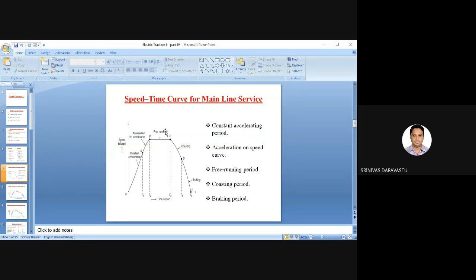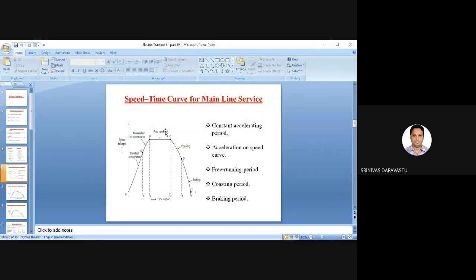Coasting is desirable since it utilizes some of the kinetic energy of the train, which would otherwise be wasted during braking. Hence, it helps to reduce the energy consumption of the train. Generally, it is represented by C to D on the speed time curve. What is the coasting period? During this period, power is cut off and the train is allowed to run on its own momentum. That type of period is called the coasting period.